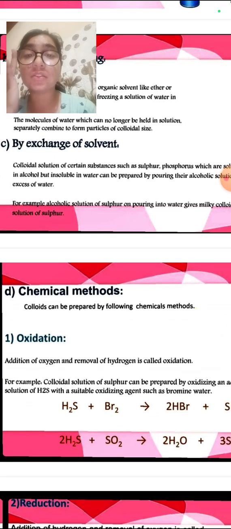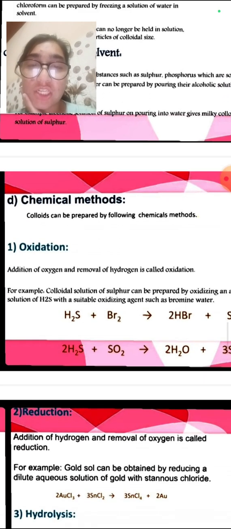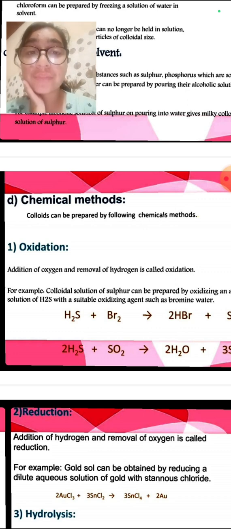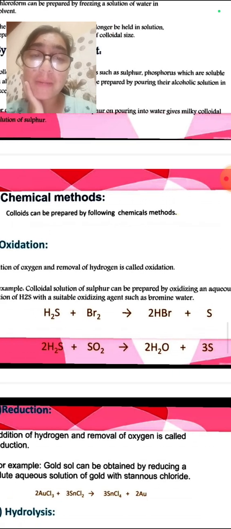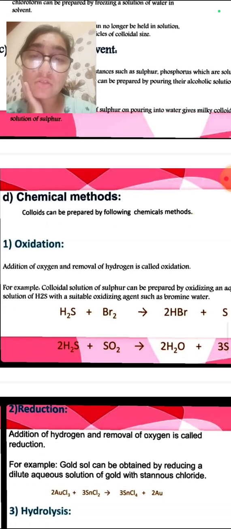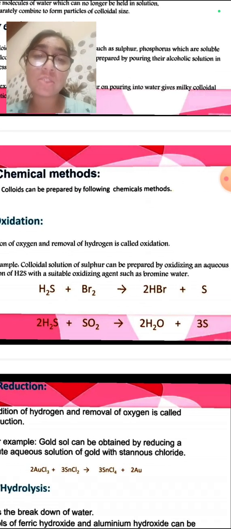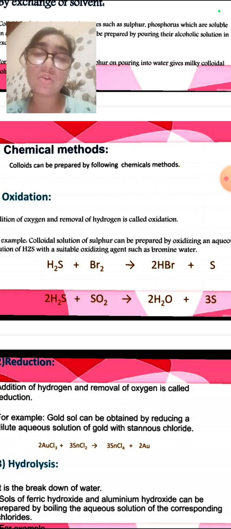Chemical methods: colloids can be prepared by the following chemical methods. Oxidation: addition of oxygen and removal of hydrogen is known as oxidation. For example, a colloidal solution of sulfur can be prepared by oxidizing an aqueous solution of H2S with a suitable oxidizing agent such as bromine water. H2S + Br2 gives 2HBr + S. 2H2S + SO2 gives 2H2O + 3S.